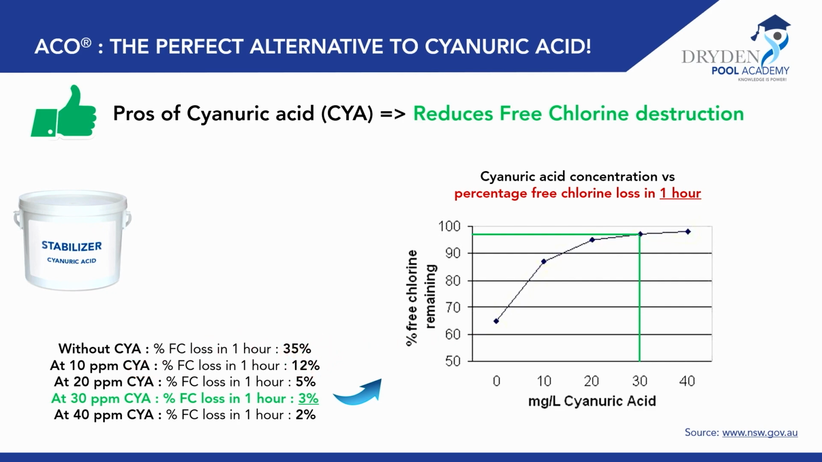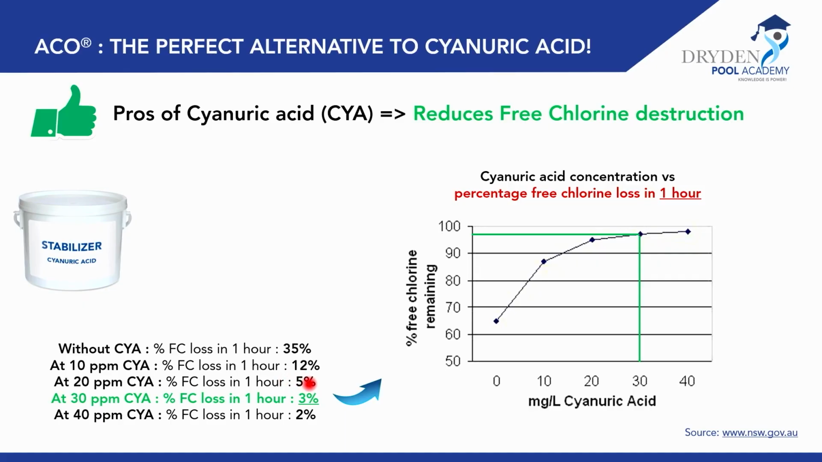You start adding some cyanuric acid to the pool, 10, 20, 30, 40 ppm. You see that from 20 ppm, you already have a very good protection. You only lose 5% of your free chlorine in 1 hour. With 30 ppm, you're only losing 3% in 1 hour. So this graph shows you that it's doing a great job at protecting chlorine from the sun. It also shows you one thing, is that adding more than 20 ppm of cyanuric acid will not give you any extra benefit to protect this free chlorine.